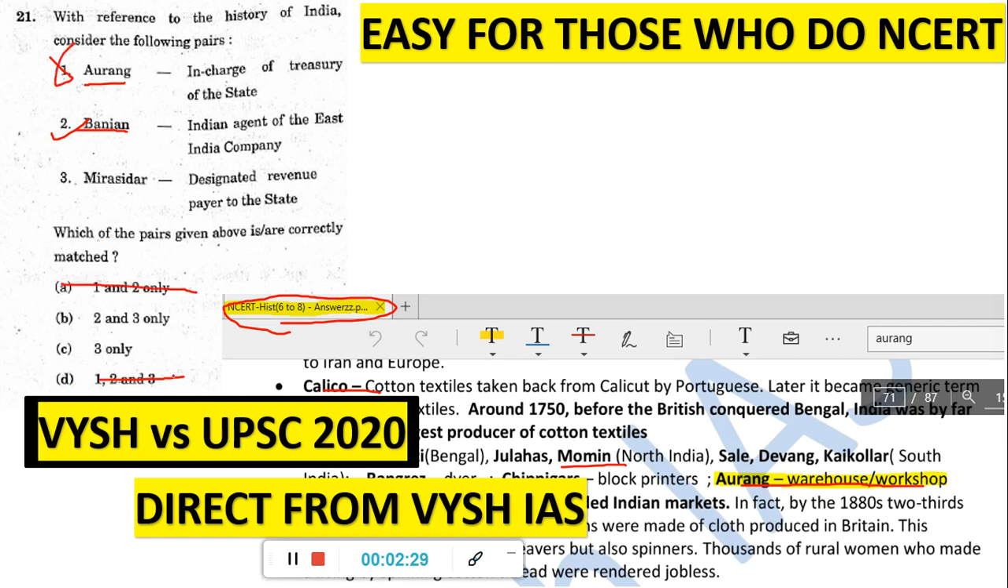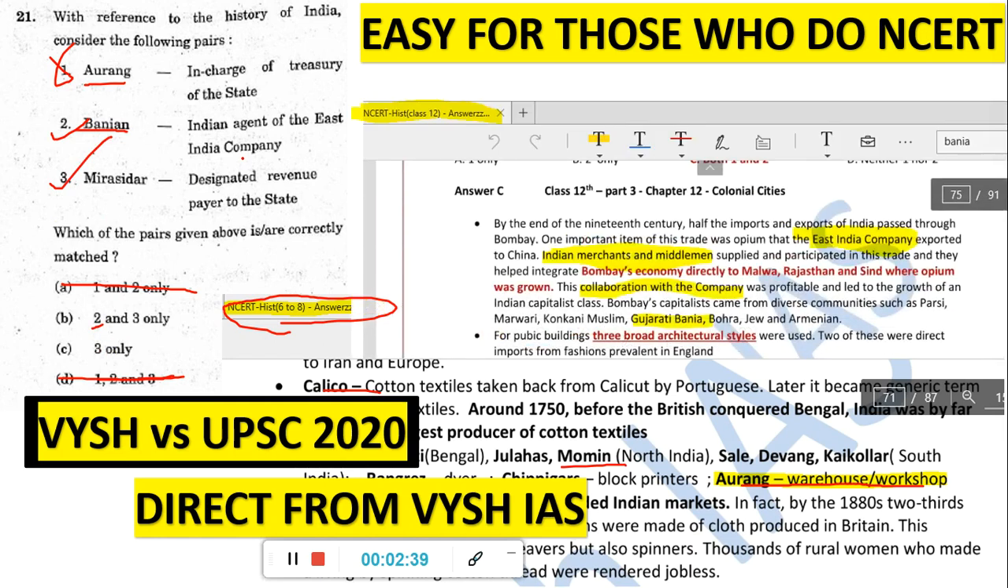When you eliminate one, this goes away. This one anyway I had eliminated by the blind rule, but this also goes away. So now it's 2 and 3, and 3 automatically becomes true. Now only 2 you have to check. As I told, Bania is the Gujarati trader. Bania, Bohra, Jew, Armenian, all these traders and merchants were used by the East India Company as merchants and middlemen. In collaboration with the company, they were used like agents.